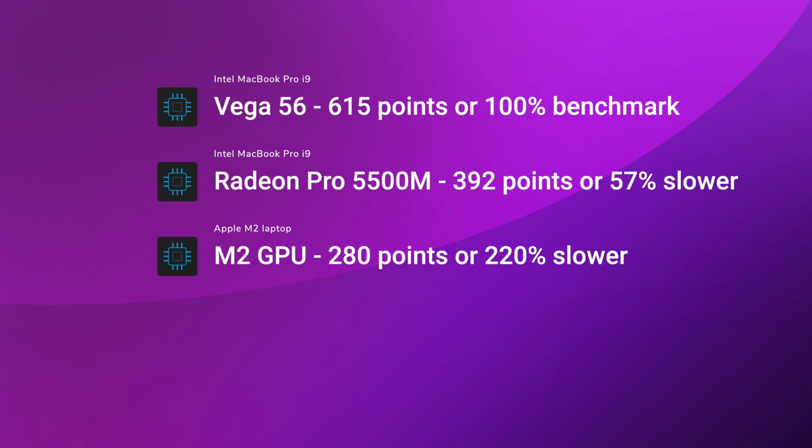To quickly summarize what happened, the Vega did 615 points, and that's going to be our 100% benchmark. Then the Radeon Pro, the built-in into the laptop, did 392 points, or 57% slower than the Vega 56. And the M2, expectedly, did 220% slower, 2.2 times slower than the Vega 56.